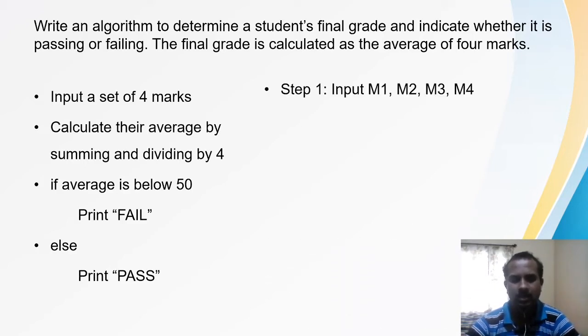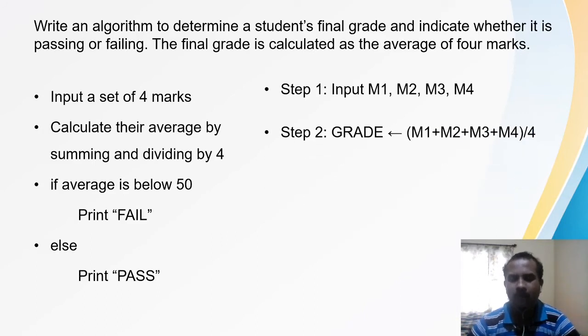Let us go for the algorithm. As I already mentioned, an algorithm is a refined pseudocode, where the proper step by step sequence is presented. So what is step 1? Step 1: input M1, M2, M3, M4. What you are doing here is accepting 4 marks. Marks 1 is M1, marks 2 is M2, marks 3 is M3 and marks 4 is M4. Next, we have to calculate the average, right? So that is step 2.